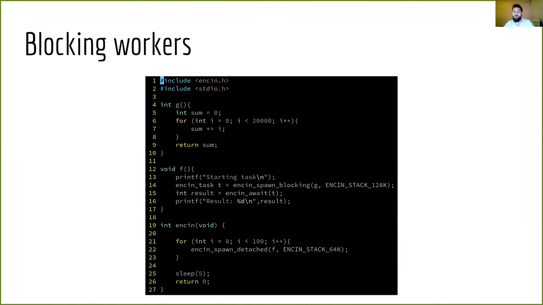There are a certain number of normal workers in Encin that are set at initialization. If all of these workers are occupied, new tasks cannot be executed regardless of whether they are simple or not. Therefore, Encin also provides a blocking task type for computation-intensive tasks. This allows high availability for workers in the worker pool. In this example, you can see normal workers delegating computationally expensive tasks to the blocking workers.